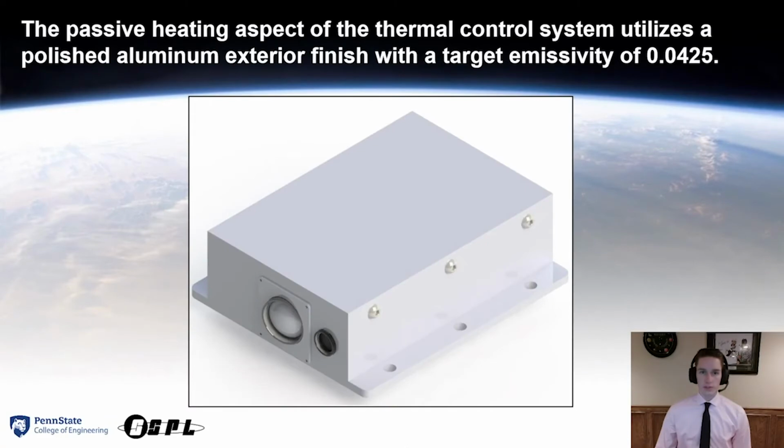The thermal control system for Oasis includes both active and passive heating. This thermal control system was designed under the assumption that the temperature of the PSR will be 20 Kelvin, to ensure operational temperatures are met even in the coldest conditions.